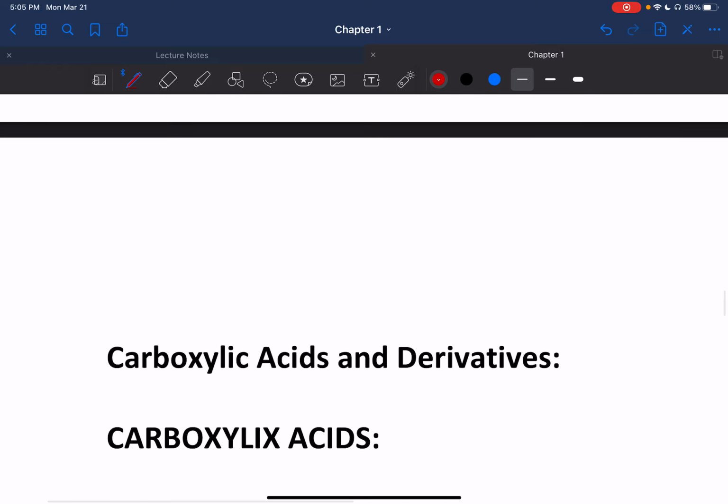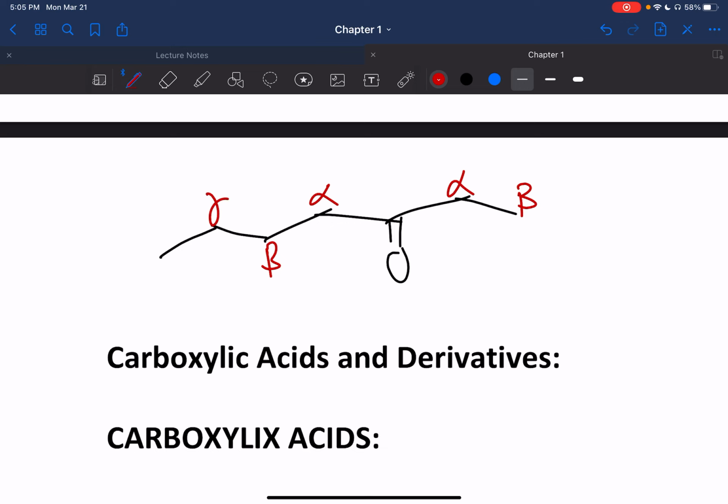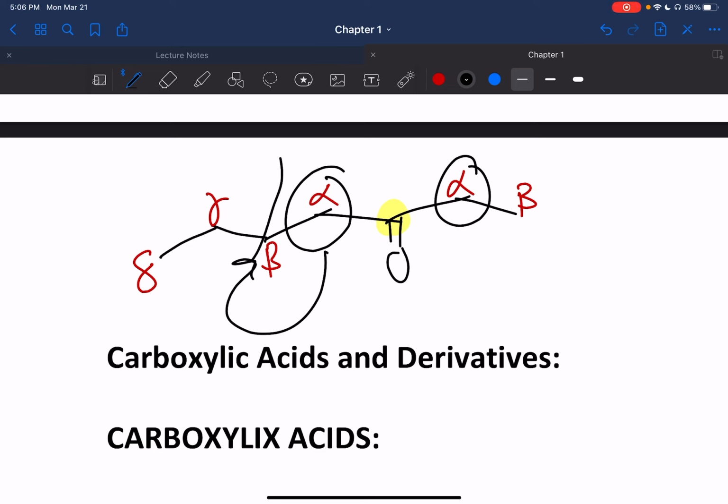So let's scroll down here. Okay, so we have a compound that looks like this. Here we have an alpha, beta, gamma, and a delta. Here's our carbonyl. This is our source carbon that we're looking at. The one located right next to the carbonyl carbon is always the alpha carbon. The alpha carbon is connected to the beta carbon. The beta carbon is connected to the gamma carbon. And the gamma carbon is connected to the delta carbon. And that's just the simplicity of it.